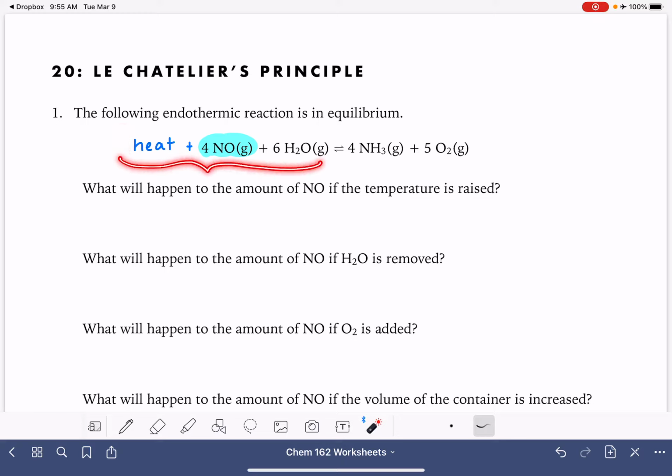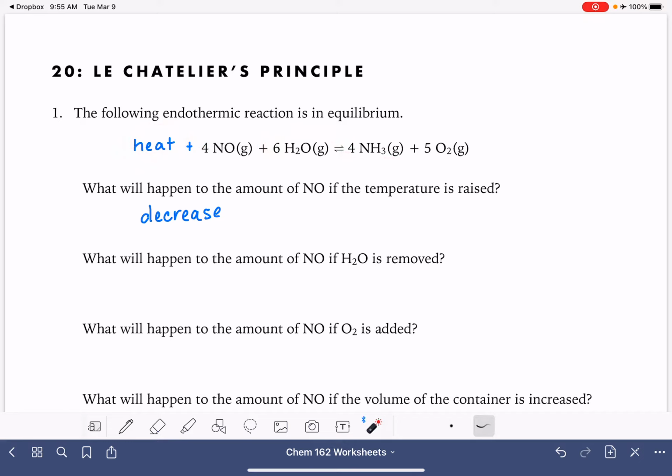Increasing anything on the left-hand side of the reaction arrow causes the position of equilibrium to shift away from that increase. It's going to cause it to shift to the left. So the position of equilibrium will shift to the left, and when it shifts to the left, everything on the left-hand side will decrease and everything on the right-hand side will increase. And since we're focusing on NO, that means that the amount of NO is going to decrease. So will the heat, so will the H2O, they will decrease, and then the NH3 and the O2 will increase.